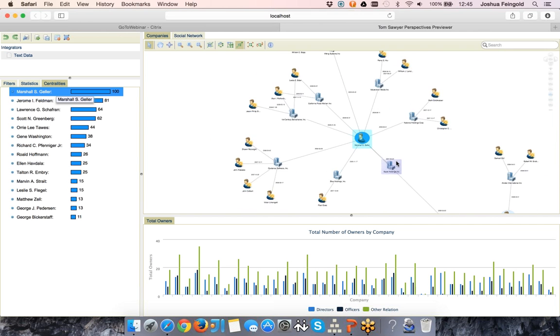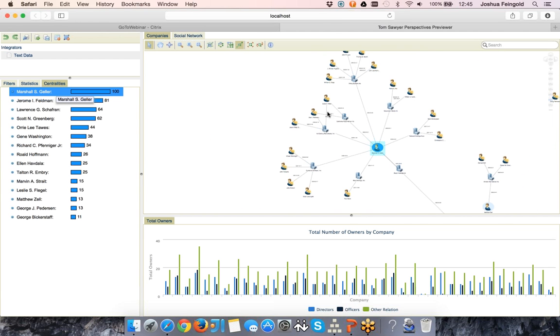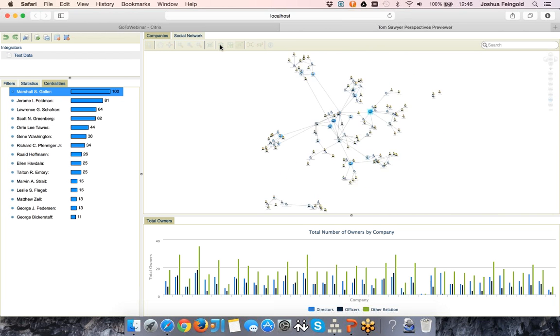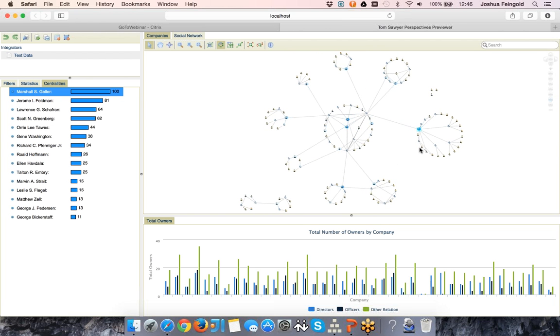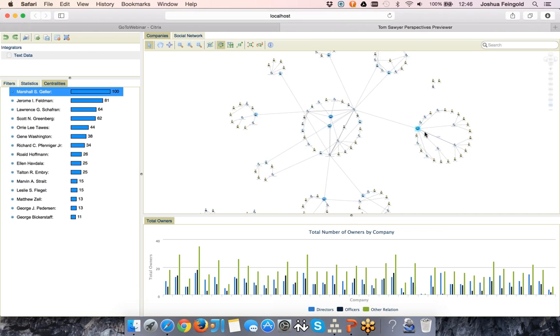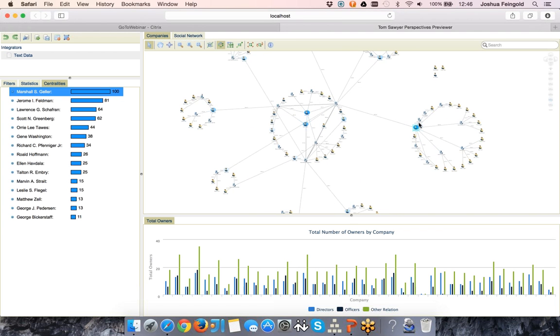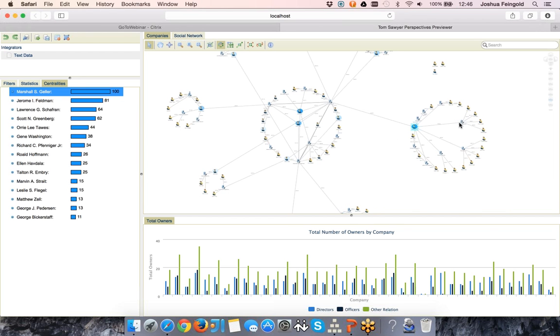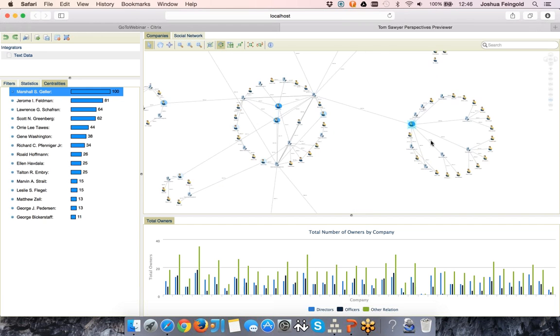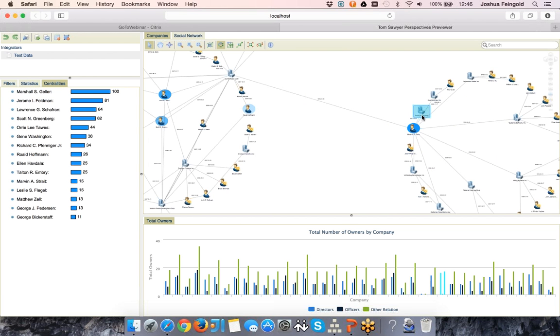If we go back to the company view, maybe we're not just interested in viewing it as a company, but we're interested in viewing the clusters that exist here. And fascinatingly enough, we can see that Marshall Geller, who has a very high degree of betweenness centrality within the social network, is a link in this company network that connects 2 clusters. Right, and we can also find out some things about the companies that he is associated with. So let's jump in, and we can see that he is associated with Spice Holdings.